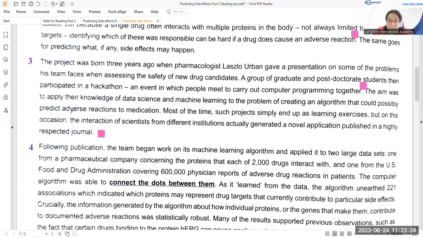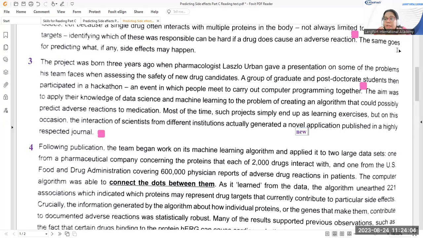However, on this occasion, during this hackathon, the interactions of scientists from different institutions actually generated a novel application, a new application that ended up being published in a highly respected journal. So Laszlo's team found out that they were having problems when they were trying to evaluate new drugs. So what happened? There was, 3 years ago, a group of graduate and postgraduate students.